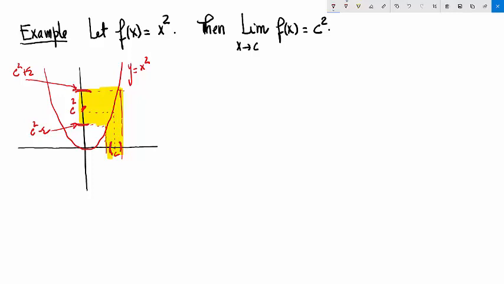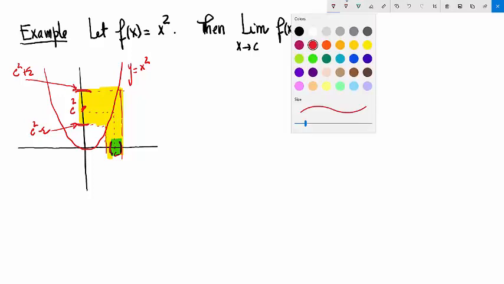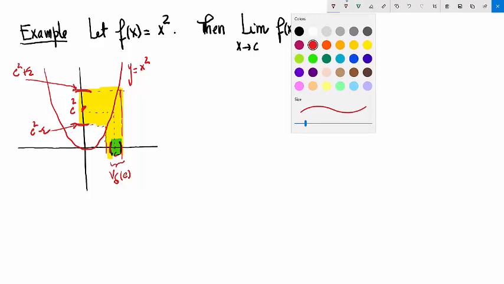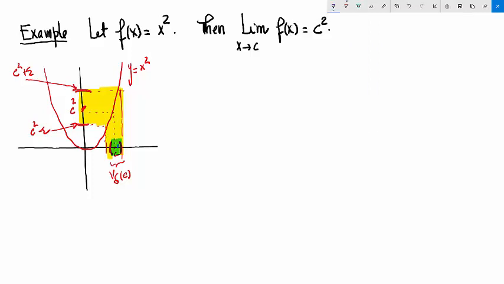I should be able to find some neighborhood around c of radius delta, right? So I should be able to find some V delta of c here, such that if I pick any x here, if my x is located here, and I compute f of x, then f of x should be inside this bubble, right?